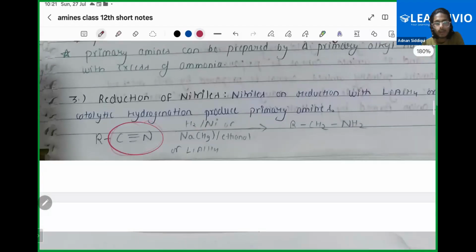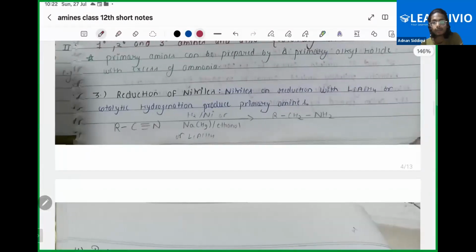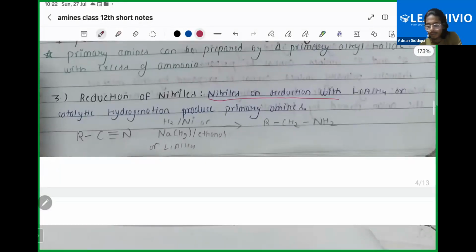Okay. Now, again, the third one is very simple. You have a nitrile, you are going to do reduction. You are going to simply add CH2 group and you are going to remove the bonds. You are basically producing saturation from unsaturation, right? And for this, you can use any type of reducing agent, catalytic reduction, LiAlH4, or NaHg in ethanol. The main purpose is to make amine, right? Nitriles on reduction with LiAlH4 or catalytic hydrogenation produce primary amines. If you have a nitrile, CN, and if you are doing the reduction, then you are always going to receive a primary amine.